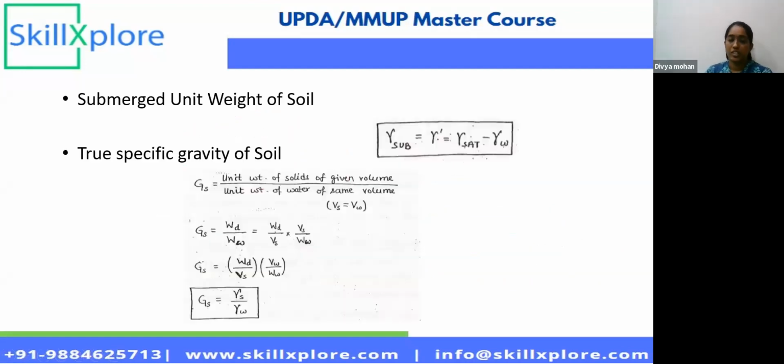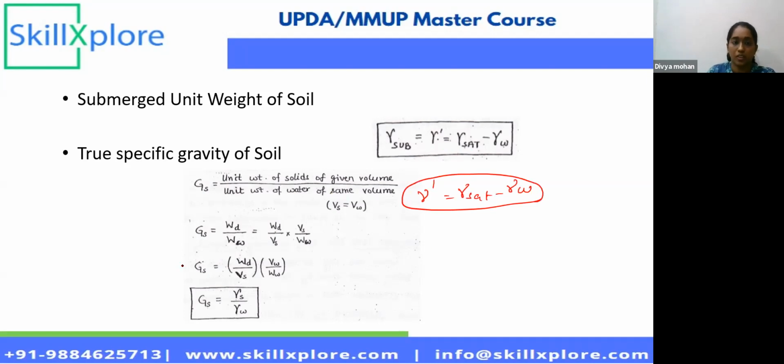And submerged unit weight. Submerged unit weight is the unit weight of soil which is under a highly submerged condition, where the volume of water is very much greater than the volume of solids present in the soil. It is called the submerged unit weight. The notation of gamma submerged is gamma dash. It is gamma sat minus gamma W.